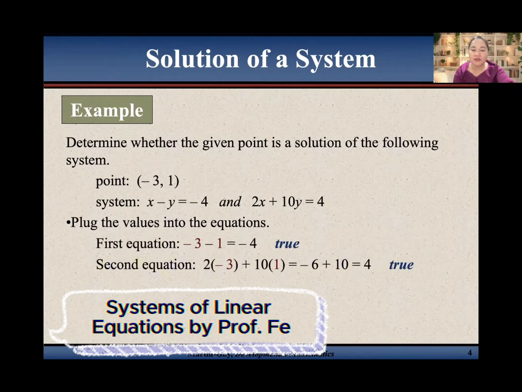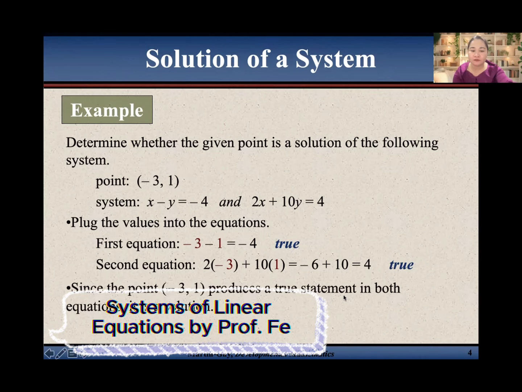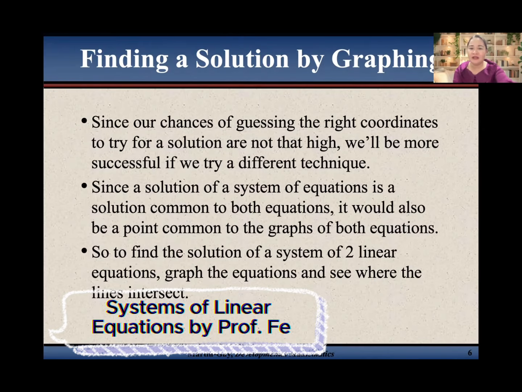When you substitute the values of x and y in the first equation, we have -3 minus 1 equals -4. So it's true. For the second equation, substitute the value of x and the value of y: 2 times -3 plus 10 times 1, which is -6 plus 10, we have 4. So it's true. Since the point satisfies both equations, it is part of the solution.